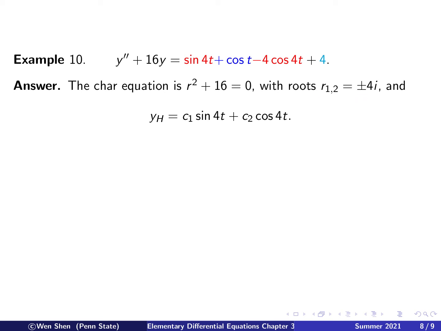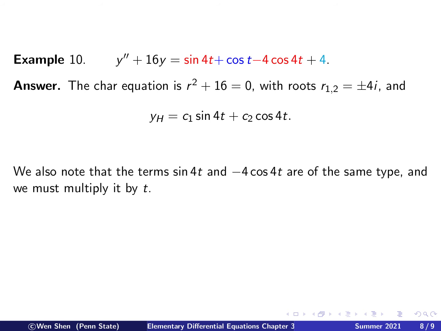In this case, we know that the solution for the homogeneous equation is a constant times sine 4t plus a constant times cosine 4t. Therefore we know sine 4t and cosine 4t terms will not work, and they are actually also considered of the same type. Therefore, you see I colored this term and that term in red, although they are not right next to each other. We could rewrite it and put them next to each other. Okay, and then we know the form will not work and we need to multiply it by t. Keep that in mind.